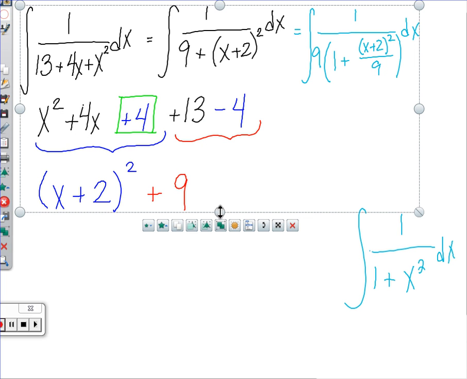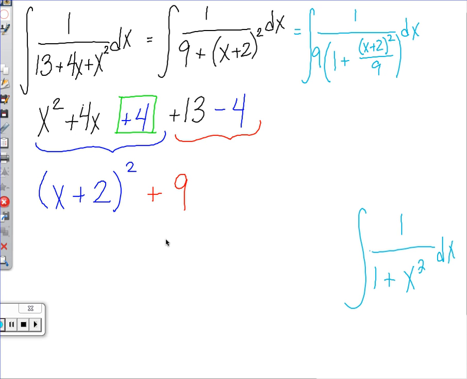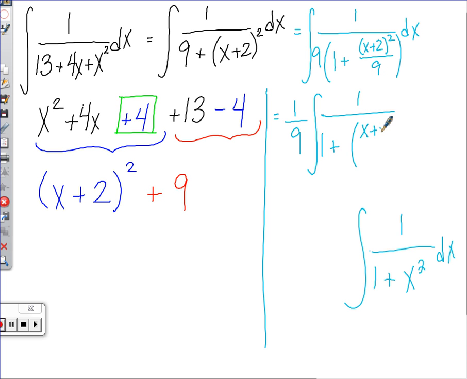Okay, never mind. And then, still continuing here, right? I make this guy into my friend, right? So I say, equals, I move the 9 out. 1 over 1 plus x plus 2 over 3 squared. Okay. Use substitution.